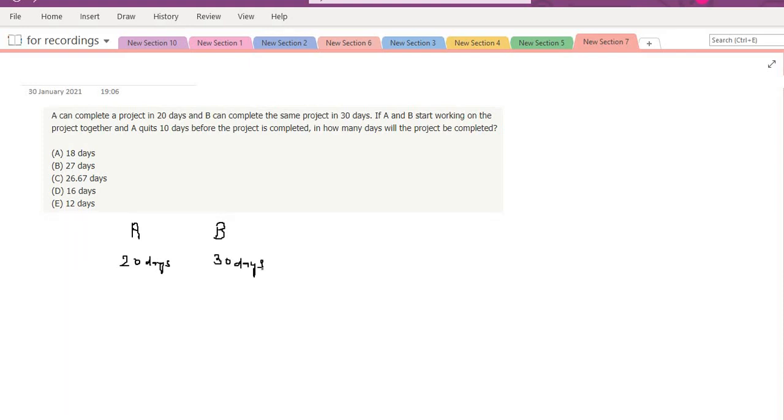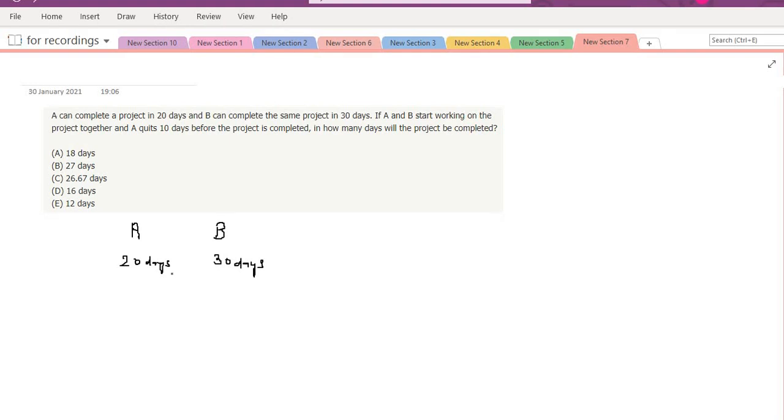If A and B both start working on the project together and A quits 10 days before the project is completed, the question is: in how many days will the project be completed? I know this last part is a little complicated, so let's just focus on the first part of the question. We are given that A finishes the work in 20 days and B finishes in 30 days.